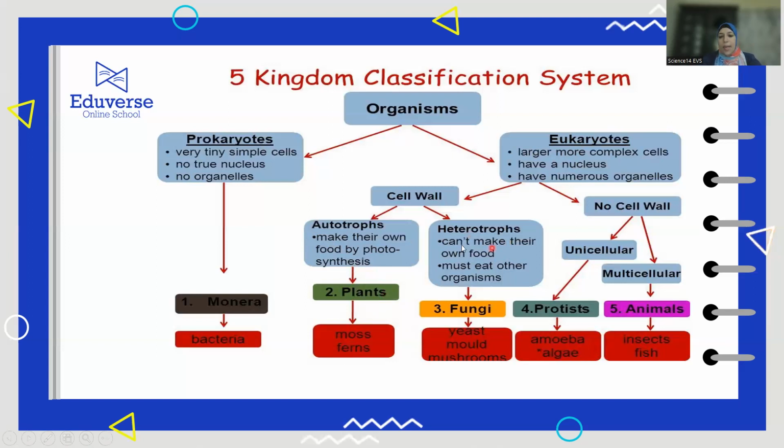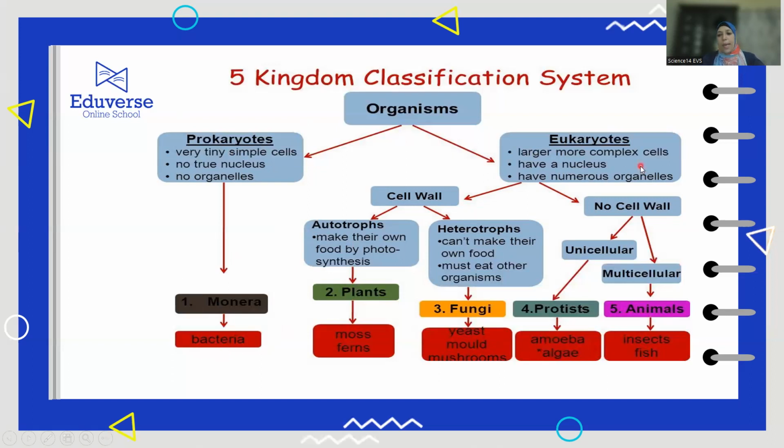While heterotrophs cannot make their food. They must eat other organisms or depend on other organisms to get their food, like fungi, yeast fungus, bread mold fungus, or mushroom. All of these are considered heterotrophs. Mainly, they are saprophytes. Saprophytes means that they get their food from the remains of food or by decomposing dead bodies. And the prokaryotes are only the members of kingdom Monera, which are bacteria.